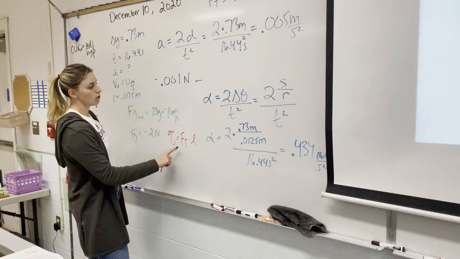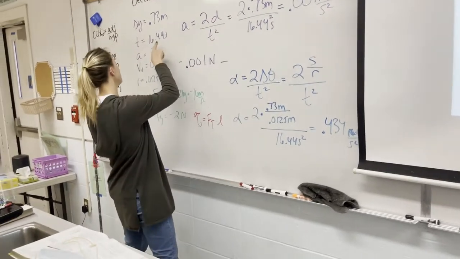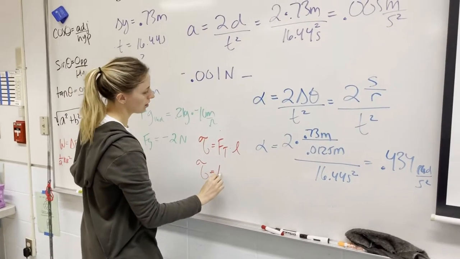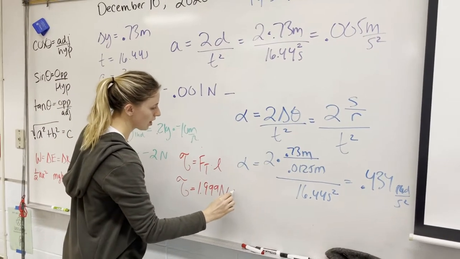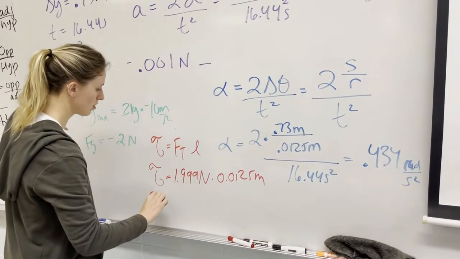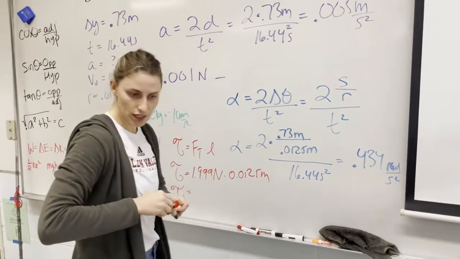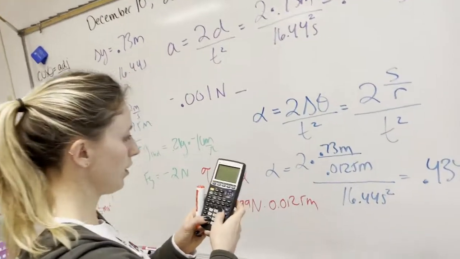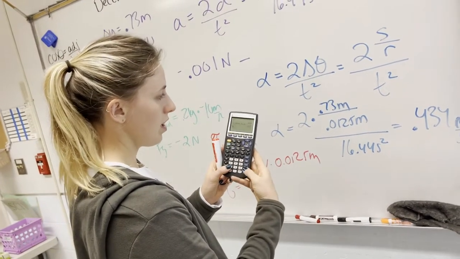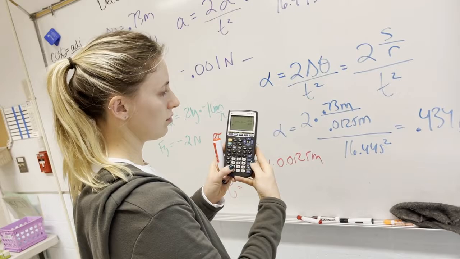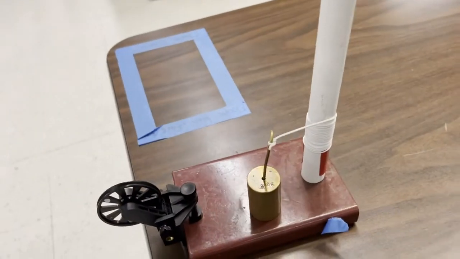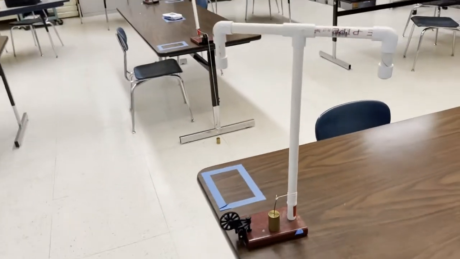Our force of tension is right here. Our lever arm is right here, so we can find the torque. The force is 1.999 newtons times 0.0125 meters. The torque is going to be 1.999 times 0.0125, and I get 0.025. So that's the torque that the string is exerting on the pipe that's making the thing spin.